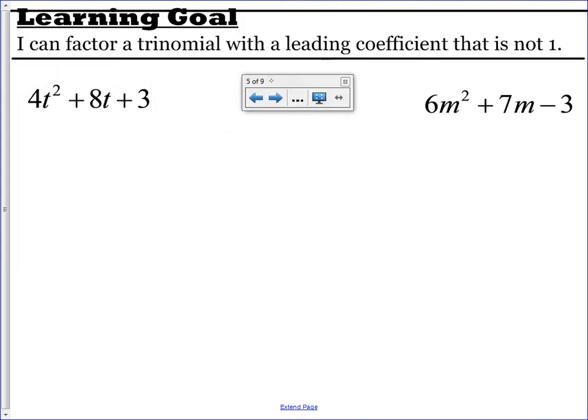So I have to find two numbers. My product will be what? Two numbers that multiply to 12. How'd you get 12, Zach? 4 times 3. And it has to add to what? 8.